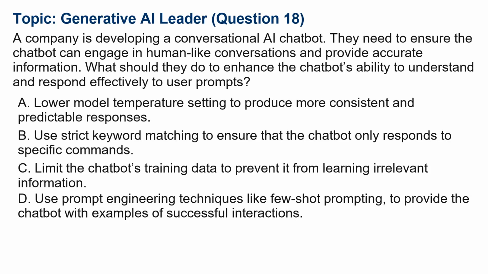A company is developing a conversational AI chatbot. They need to ensure the chatbot can engage in human-like conversations and provide accurate information. What should they do to enhance the chatbot's ability to understand and respond effectively to user prompts? A. Lower model temperature setting to produce more consistent and predictable responses. B. Use strict keyword matching to ensure that the chatbot only responds to specific commands. C. Limit the chatbot's training data to prevent it from learning irrelevant information. D. Use prompt engineering techniques like few-shot prompting to provide the chatbot with examples of successful interactions.